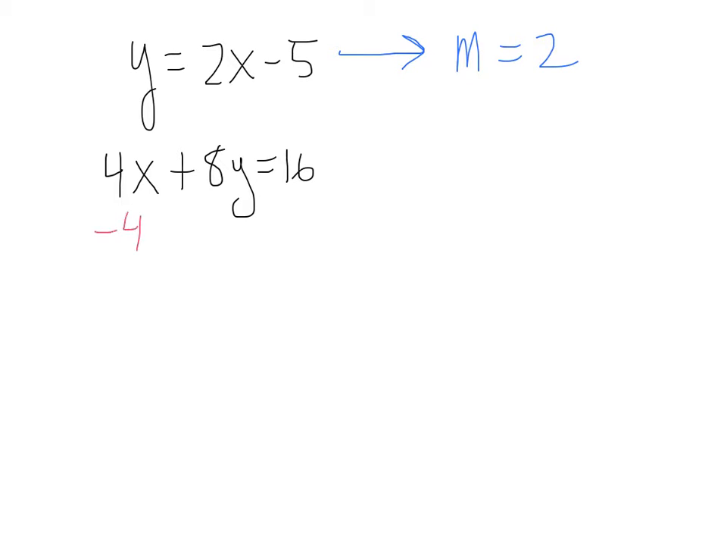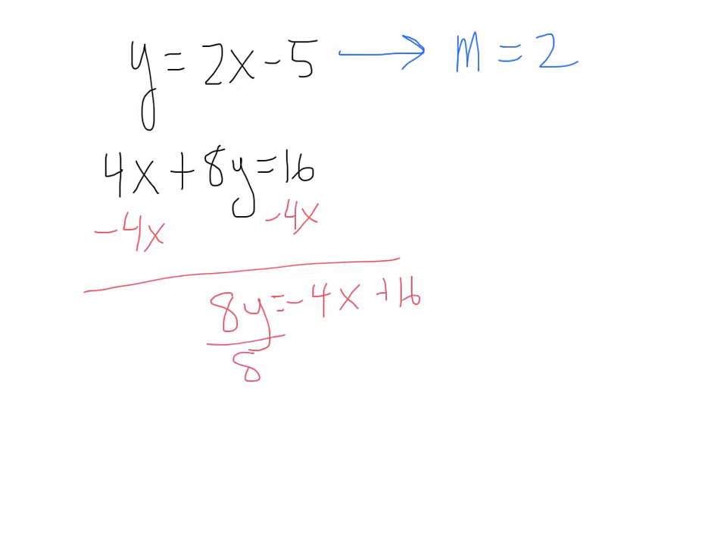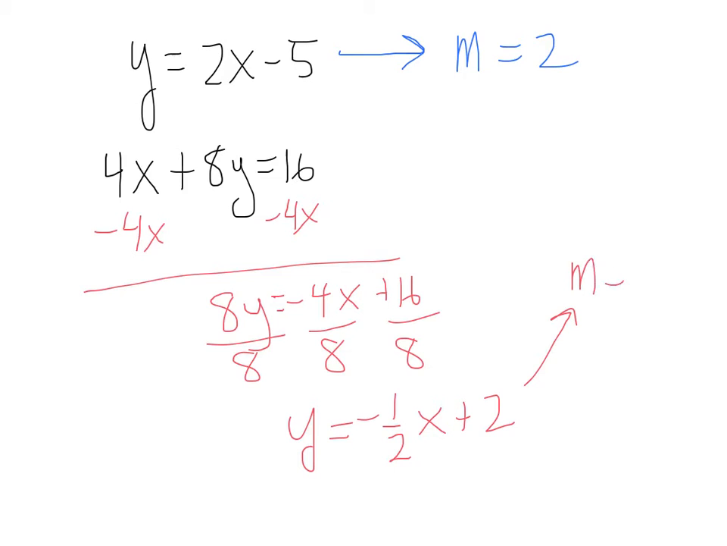Subtract the 4x on both sides. 8y equals minus 4x plus 16. Divide by the 8. y equals negative 1/2 x plus 2. So for this one, we see the slope is negative 1/2.